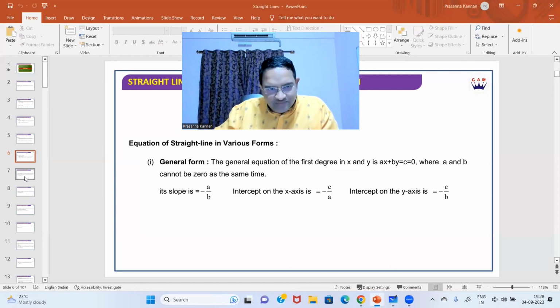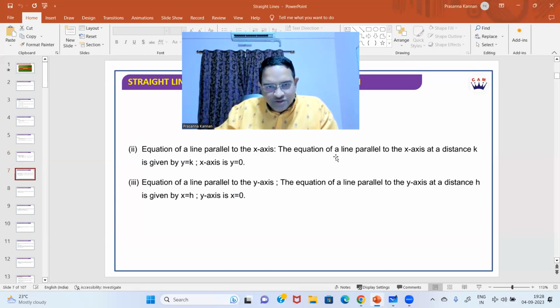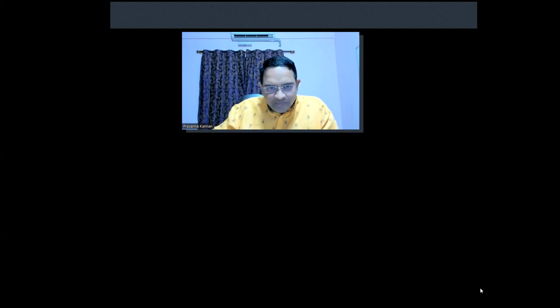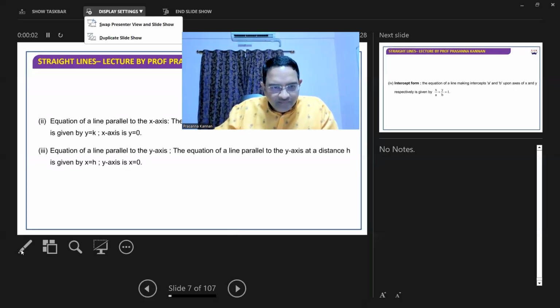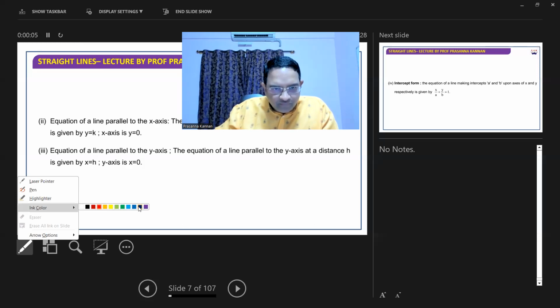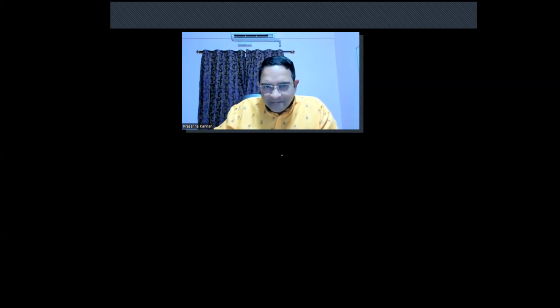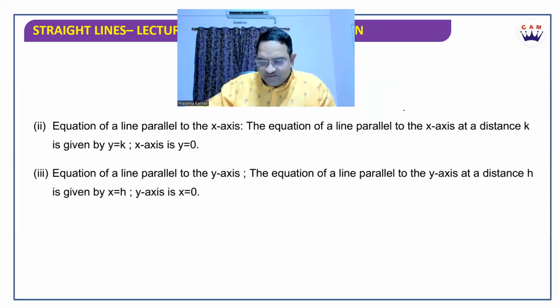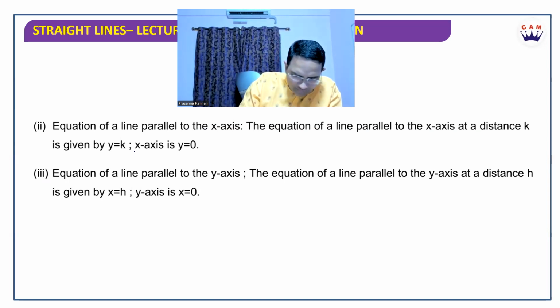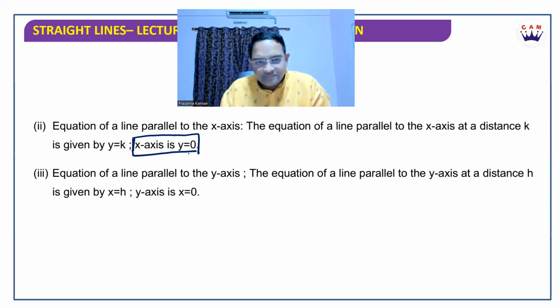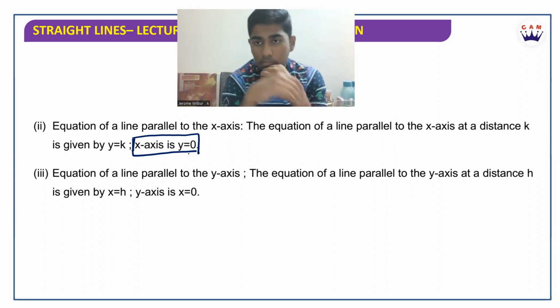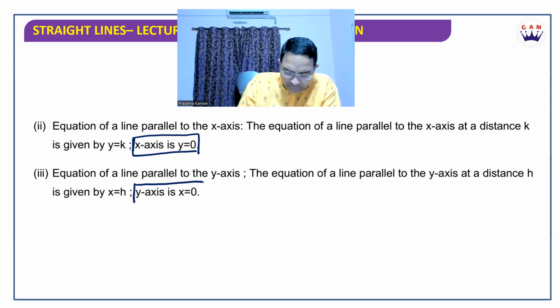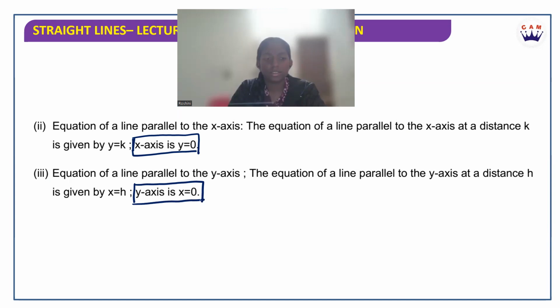Let's move on to the next thing here. So I've already discussed this for you. So what is the equation of x-axis? Now we have already seen. What is the equation of x-axis? Y is equal to 0. Exactly. Okay. What is the equation of y-axis? X is equal to 0.